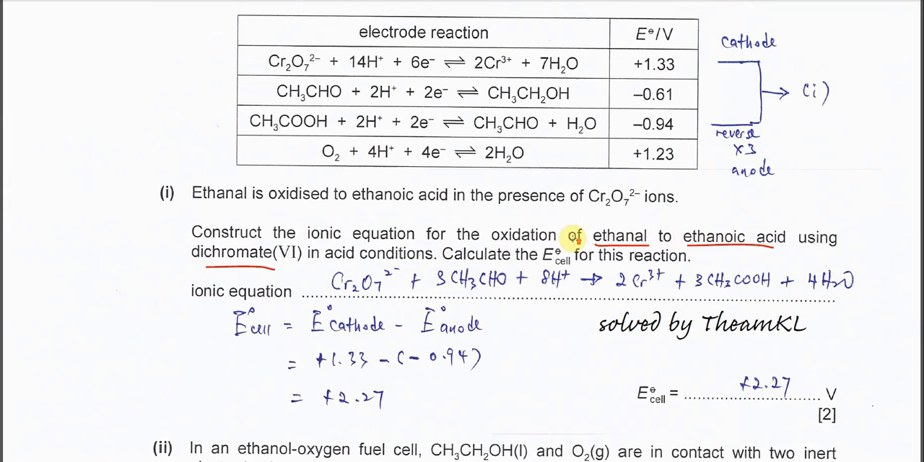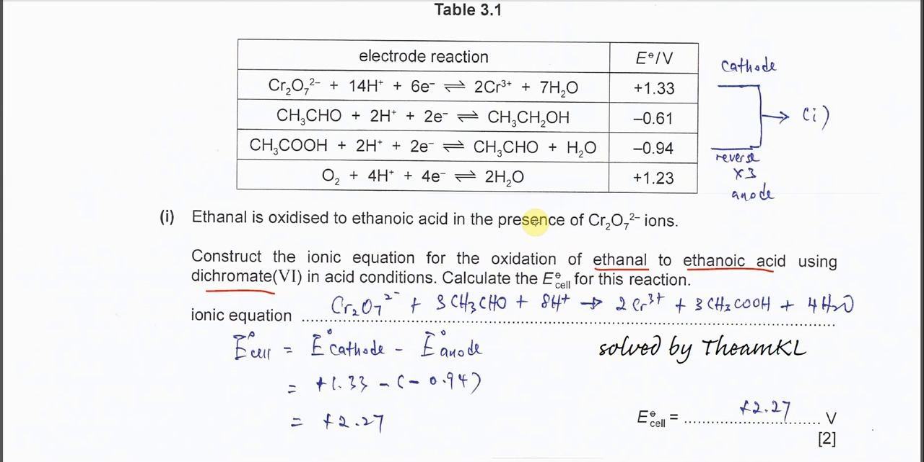So for this one you have to choose the correct half cell. For the ethanal, we know that there are two half cells, or two electrode reactions given, which contain the ethanal. This one and this one. So which one should we choose? Because this question already mentions oxidation of ethanal, we must make sure the ethanal after reaction will produce electrons. Means we must choose this one.